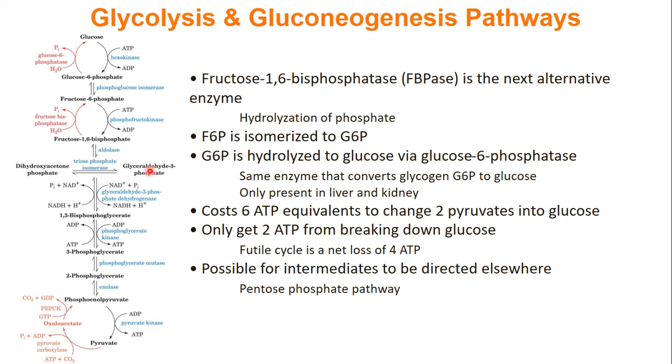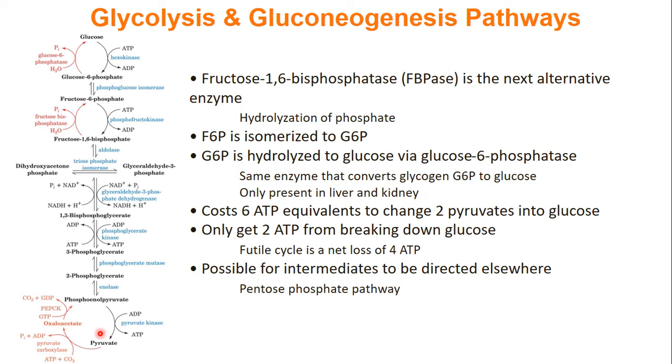The next alternative enzyme we run into is fructose 1,6-bisphosphatase, FBPase. What this is going to do is hydrolyze a phosphate from fructose 1,6-bisphosphate to make fructose 6-phosphate. Fructose 6-phosphate is then isomerized into glucose 6-phosphate. Then glucose 6-phosphate will lose a phosphate via glucose 6-phosphatase. Note, we already ran into glucose 6-phosphatase. This is the enzyme that converts glucose 6-phosphate to glucose. And this is only found in your liver and kidney.